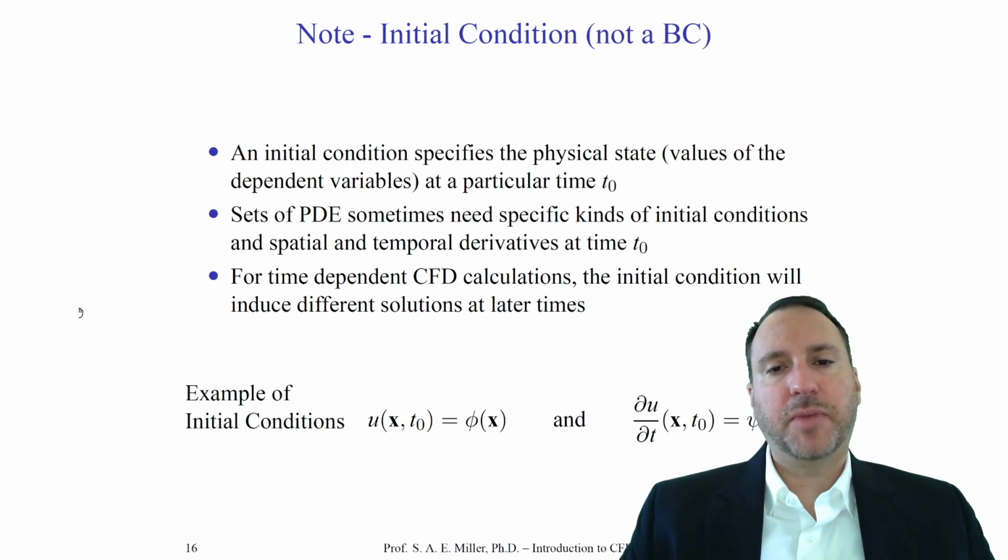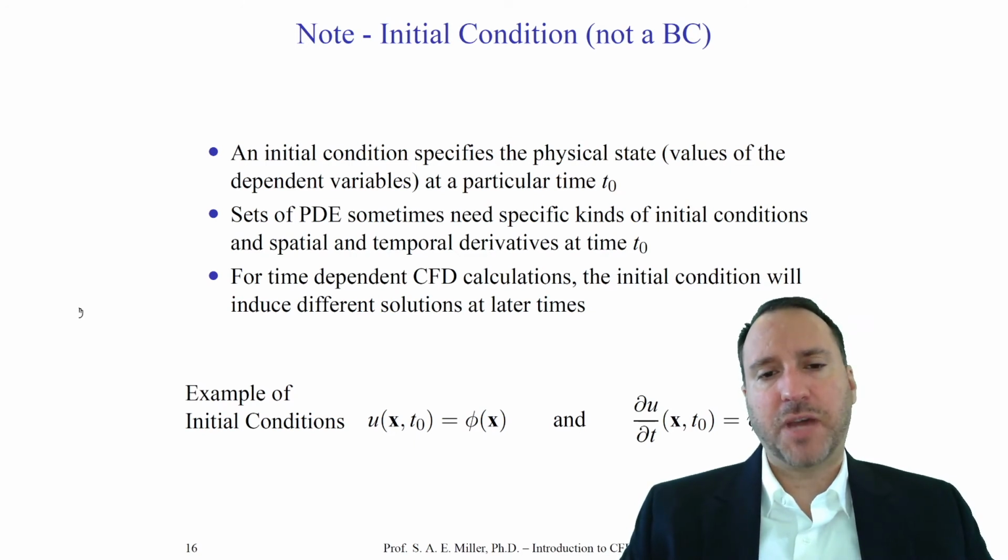Basically, if you have a time-dependent solution and you care about the unsteady solution at a later time, one that's not statistically stationary, you should always be very careful with your choice of the initial condition, which can be one of the hardest things to do in computational fluid dynamics because it's extremely problem dependent.